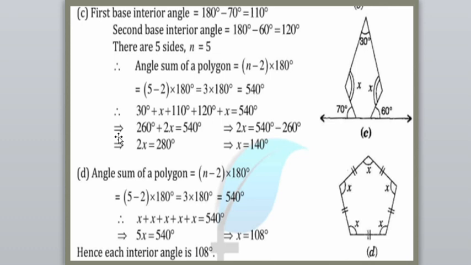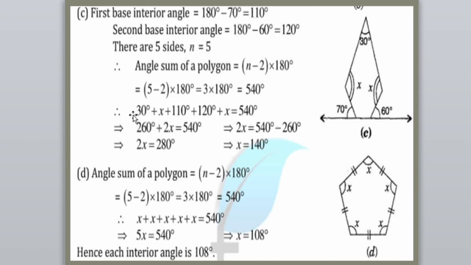Now by using the angle sum property of a pentagon, that is, the sum of all interior angles is equal to 540 degrees. So here 30 degrees, x, 110 degrees plus 120 degrees plus x. As 30 degrees is given, x we have to find out. This angle we got as 110 degrees. This interior angle we got as 120 degrees, and this is the angle x. It means 30 degrees plus x plus 110 plus 120 plus x equals 540 degrees.